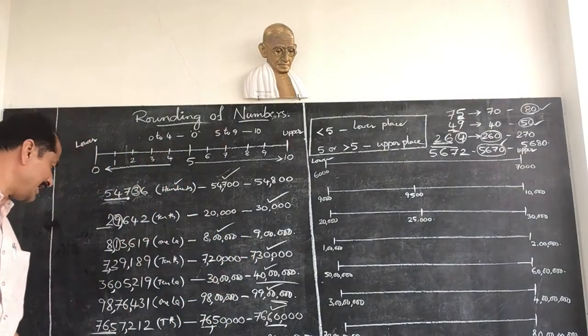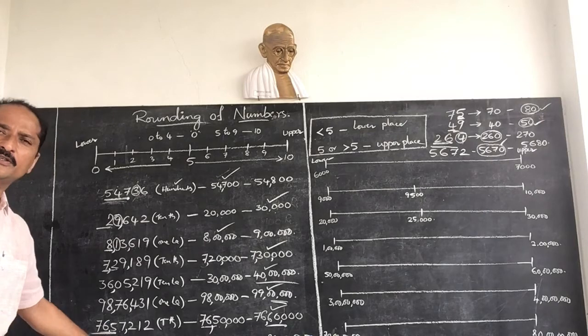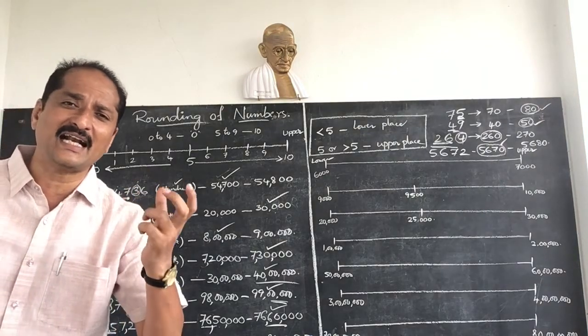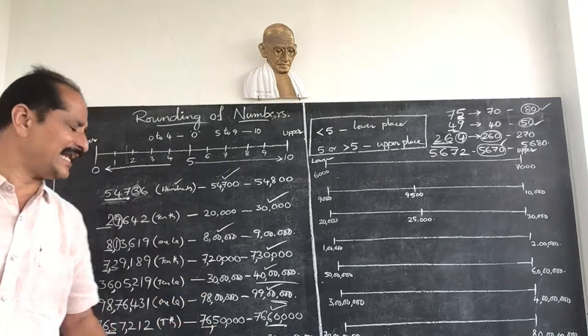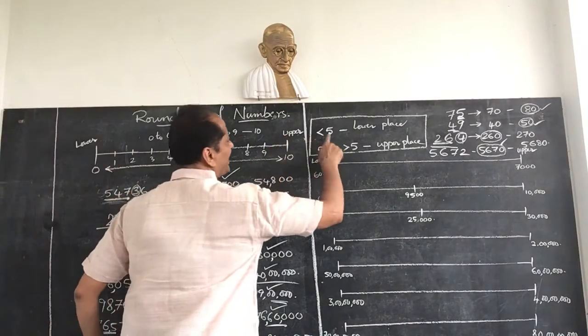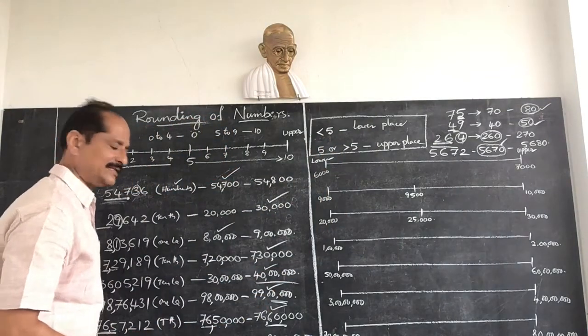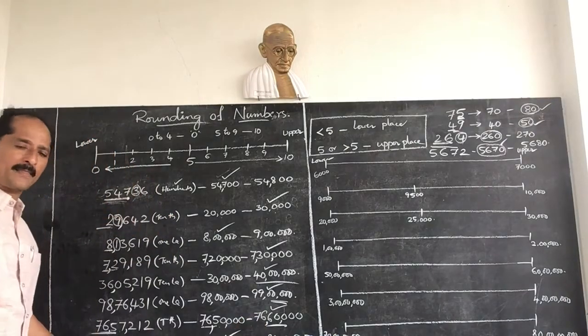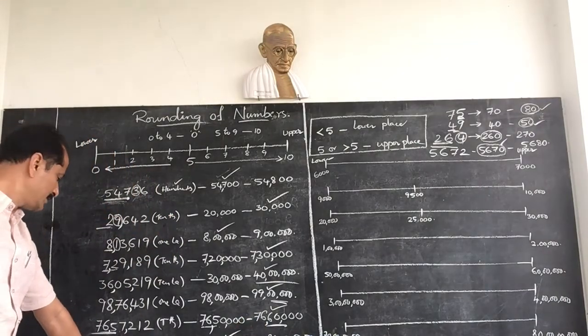But then round up cheyalana. This number should be rounded to 1 crore, next lower than 1 crore. Next lower than 1 crore is 10 lakhs place. Digit in 10 lakhs place is 4. 4 is less than 5. So lower place. In these two, which is the lowest one? This one. So round off these two. Next 10 crores.